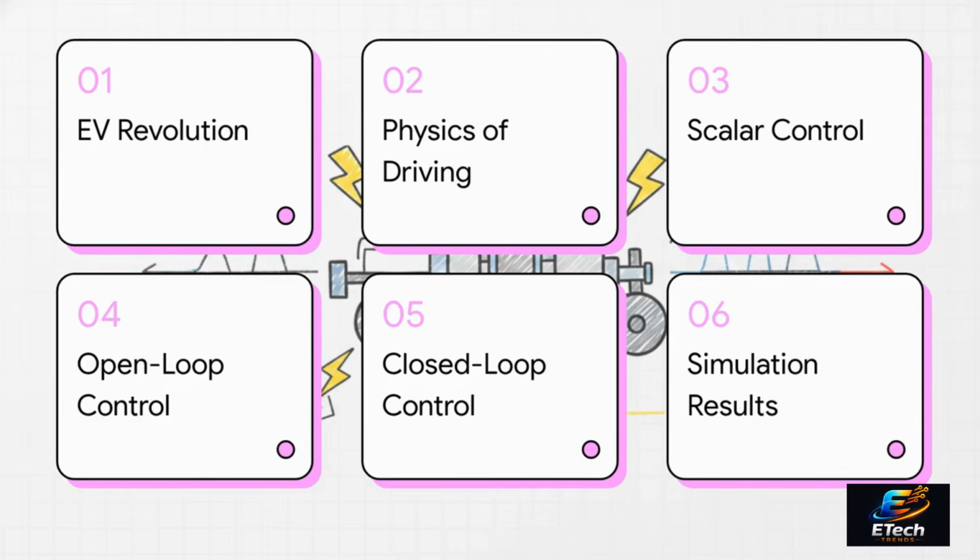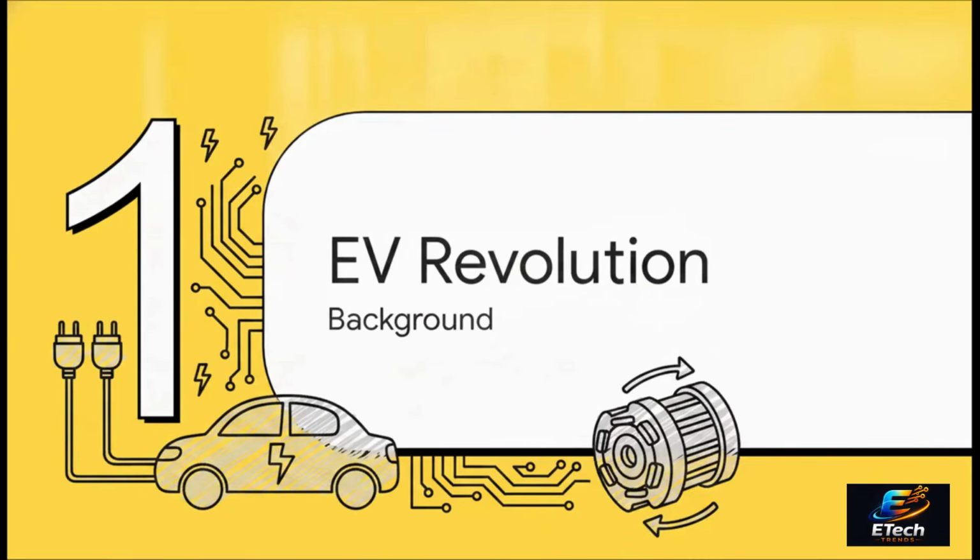We'll be covering 1. The electric vehicle revolution, 2. The physics of driving, 3. What is scalar control, 4. Open loop control, 5. Closed loop control, and we'll wrap up with 6. The simulation results. All right, let's kick things right off with Section 1, the electric vehicle revolution background.